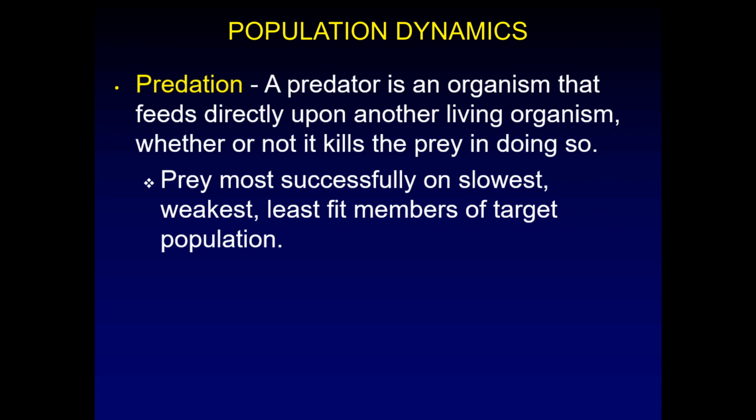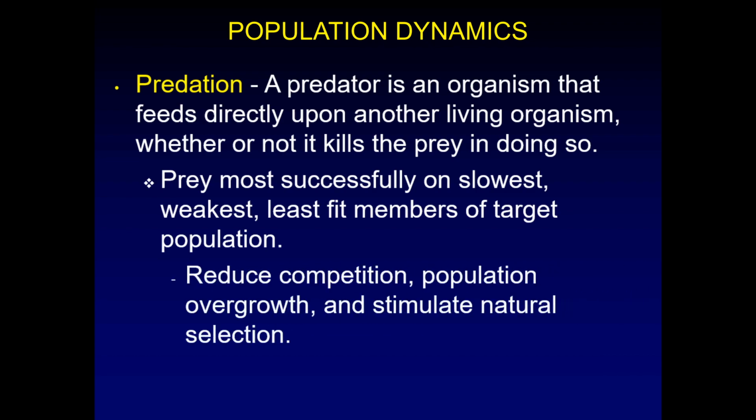Therefore it selects against certain individuals within that population. In freshman bio, I always say, why is there no such thing as a slow gazelle? It's because all the lions are fast. And why is there no such thing as a slow lion? It's because all the gazelles are fast. So it's this evolutionary arms race. So you reduce competition and population overgrowth, and stimulate natural selection.